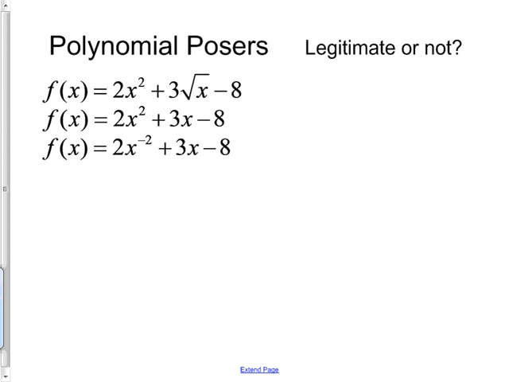Okay, so now, polynomials, real or not. There are some that are not legitimate here. One of these things is not like the others.